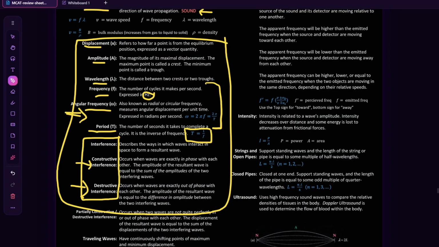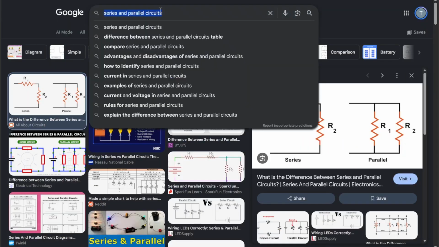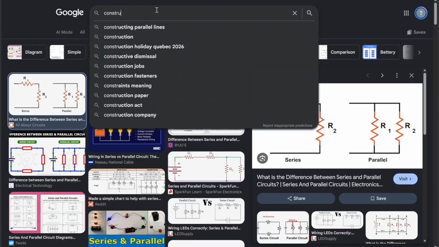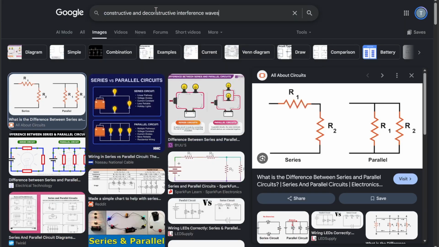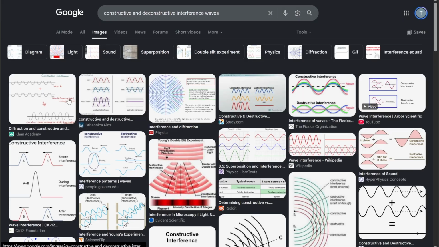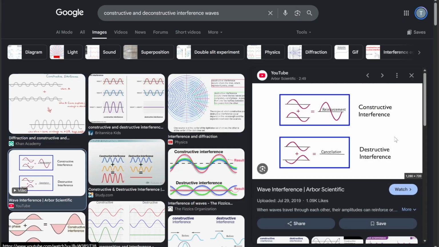Basically, waves can interact with each other to form a resultant wave. So it's better again to see pictures of this. So constructive and deconstructive interference for waves. Okay, let's see if Google will load this. Okay, so let's say I'm adding 2 waves together. Okay, this picture is good.